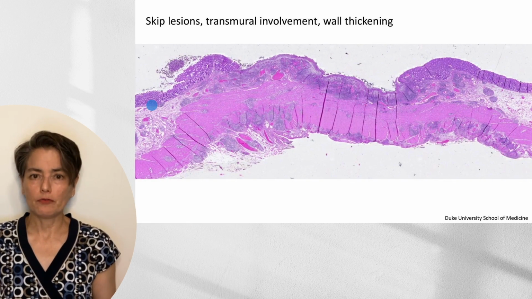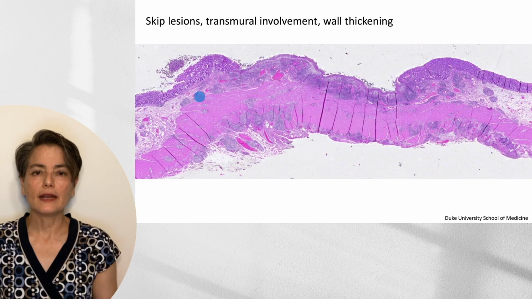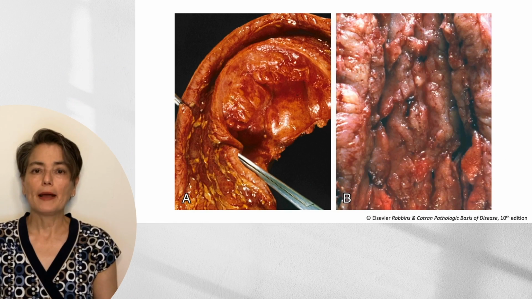So this is a very low power view, but it covers a lot of what I just mentioned. So here you can see an area of healthy intestinal mucosa. Here's another area of healthy intestinal mucosa, and then here's the ulceration in between. So this is a skip lesion. Another thing that you can appreciate at this power is this thickening of the muscularis propria. So you can see here it's quite thin, quite thickened here. And we also have transmural inflammation. So you can see these lymphoid aggregates that are scattered all the way through the bowel wall. And there are actually some things in here which are quite interesting, which we'll look at when we discuss the microscopy. Okay, so back to our gross image.